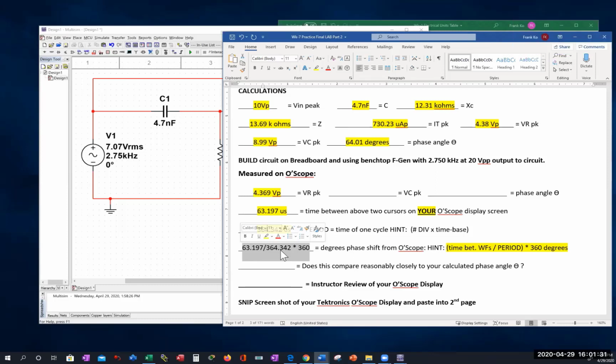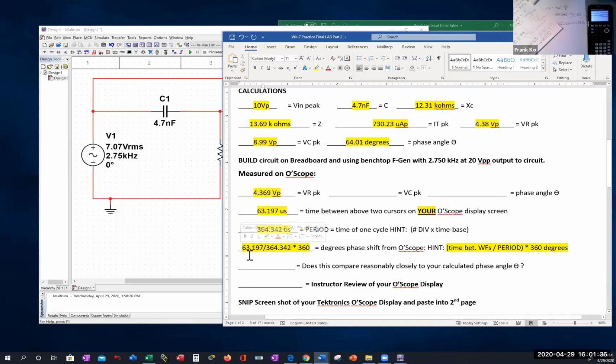Kyle, do you have this? I'm working on it. You punch in what I've highlighted in yellow, these numbers right here. I called them out.